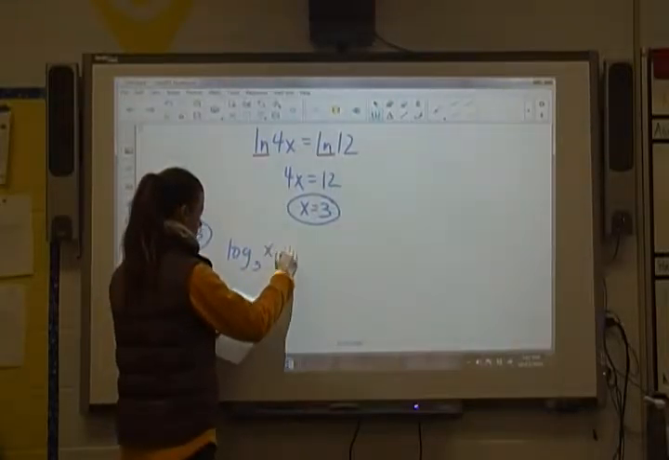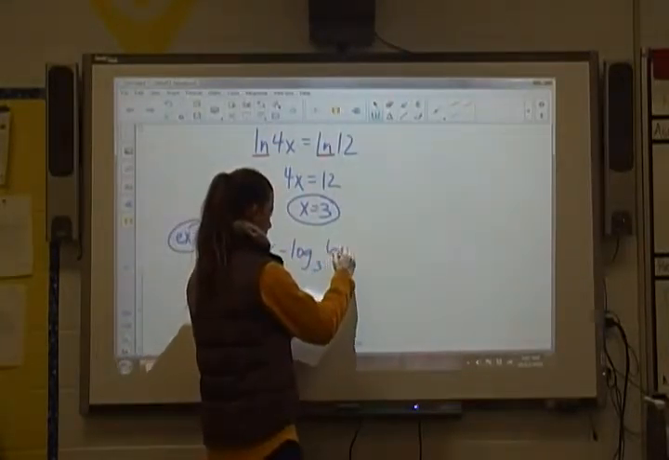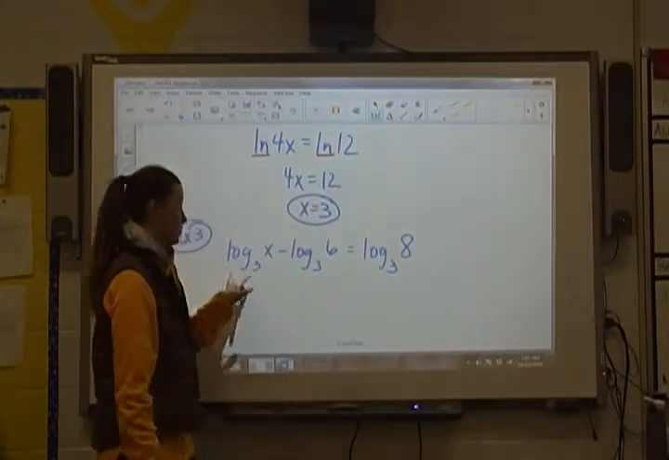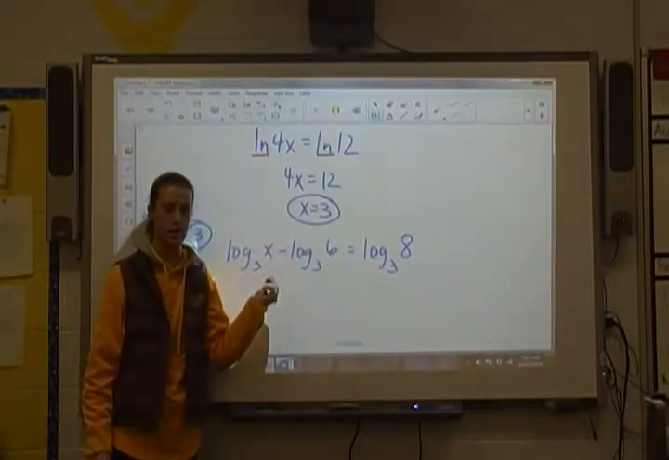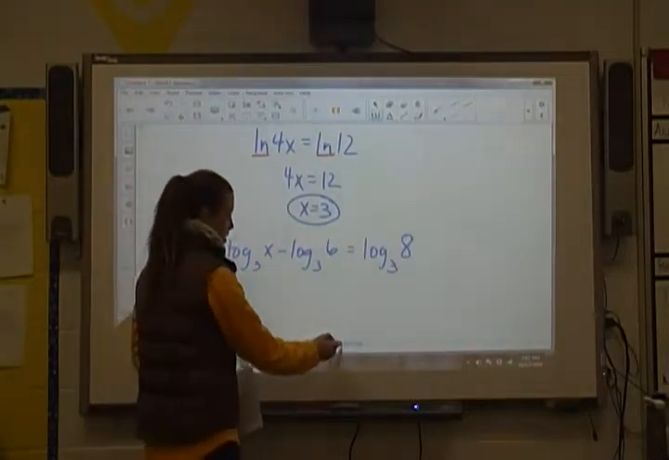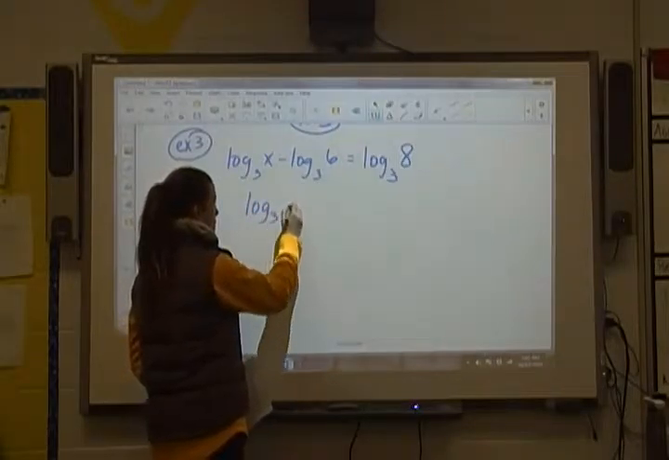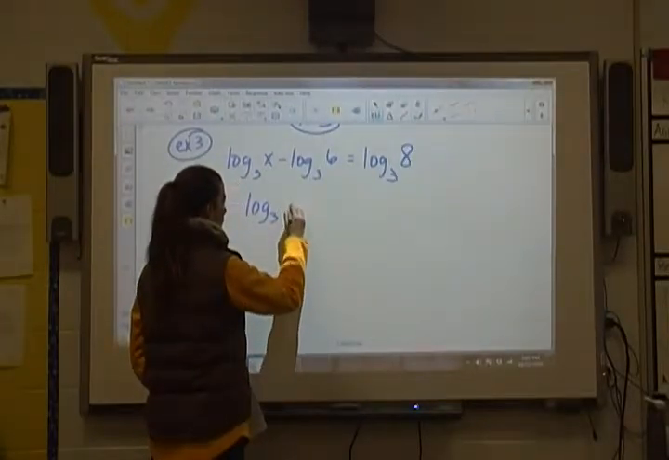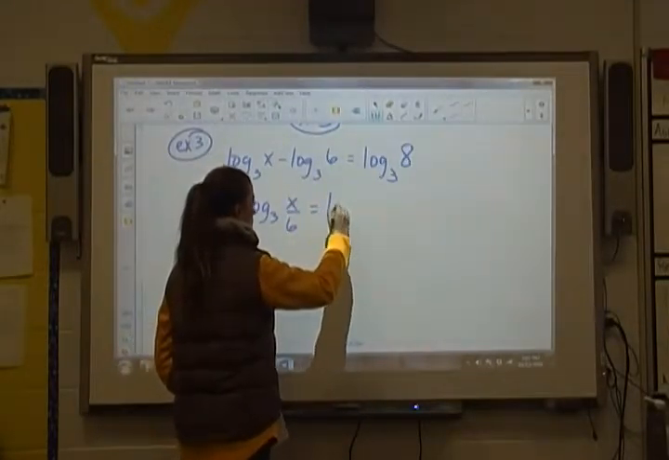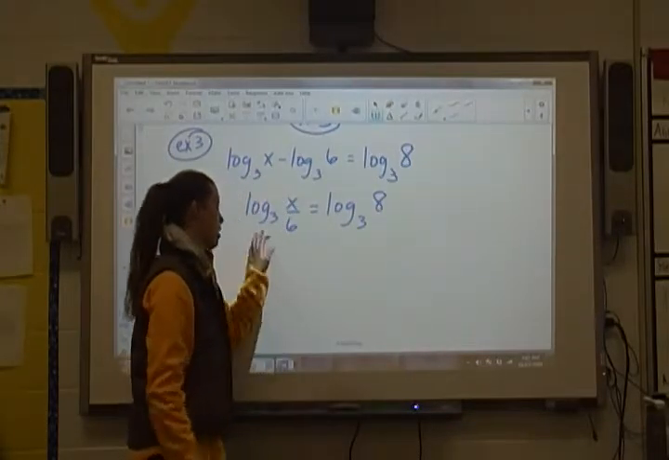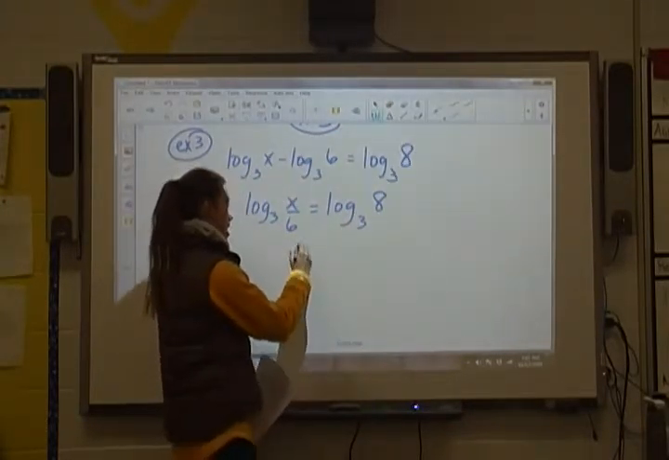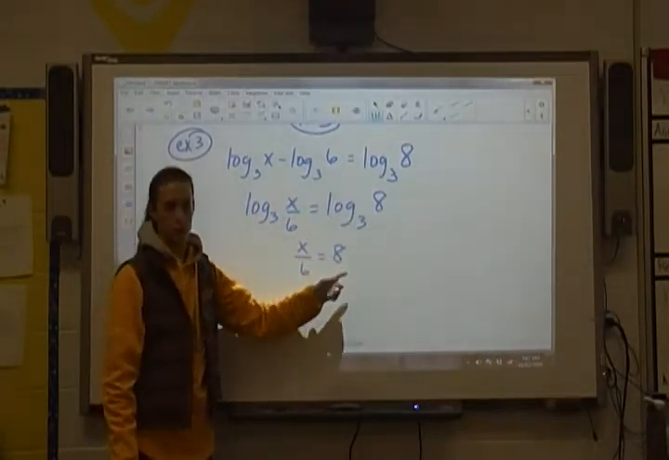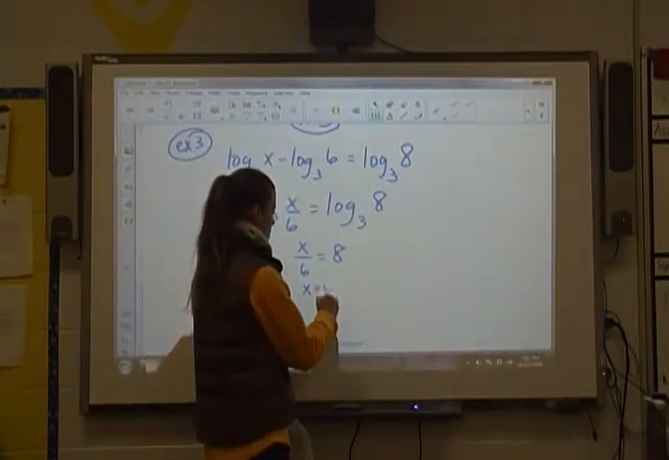Log base 3 of x minus log base 3 of 6 is equal to log base 3 of 8. So again, we have two logs on this side and one on the other. We need to condense the left side to make it one-to-one property. So we have log base 3 of x over 6, because subtraction is division, is equal to log base 3 of 8. So now I have log base 3, those are the same, and x over 6 is equal to 8. In order to solve this, I need to multiply 6 on both sides because it's being divided. So x is equal to 48.